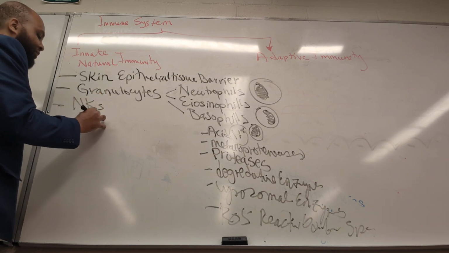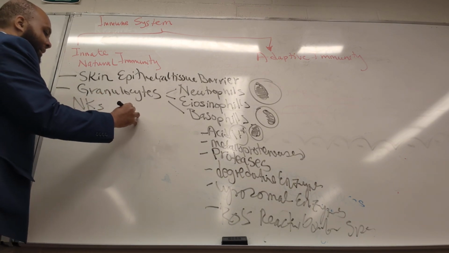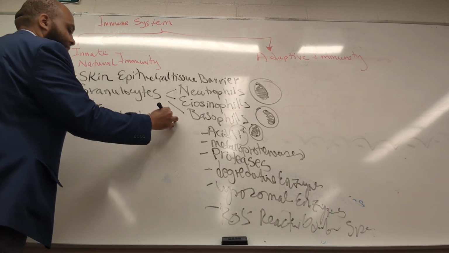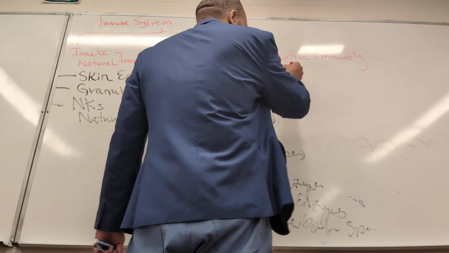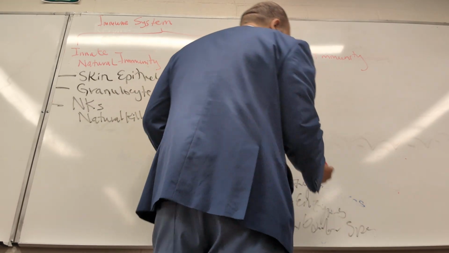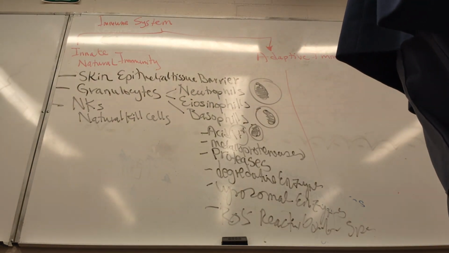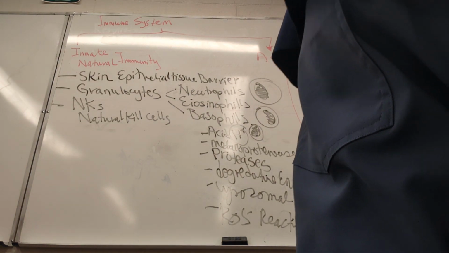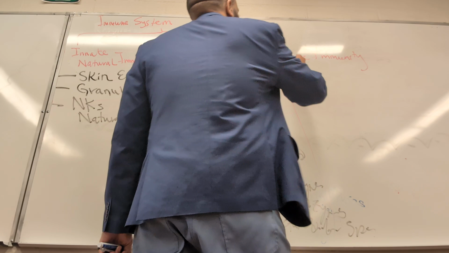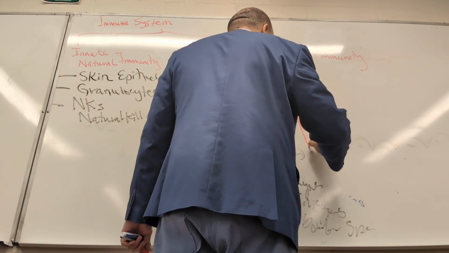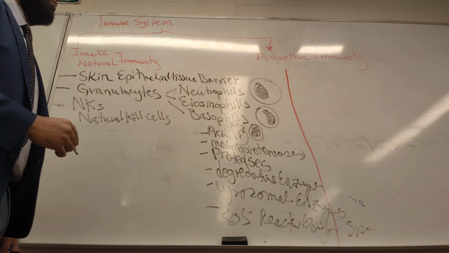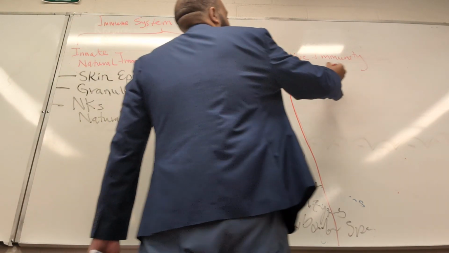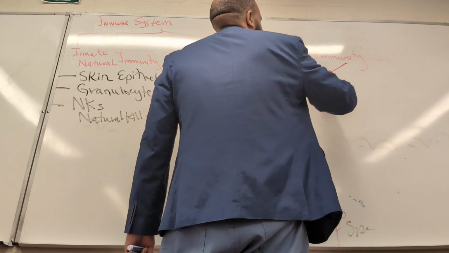These are natural killer cells. If things get really worse, then we move on to phase 2. And phase 2 will be adaptive immunity.